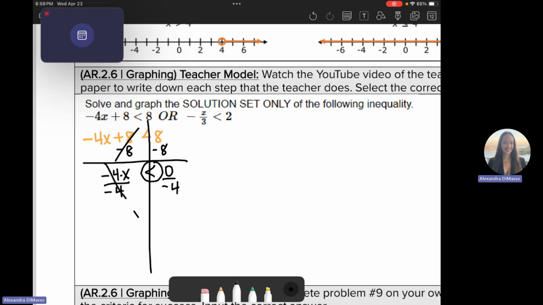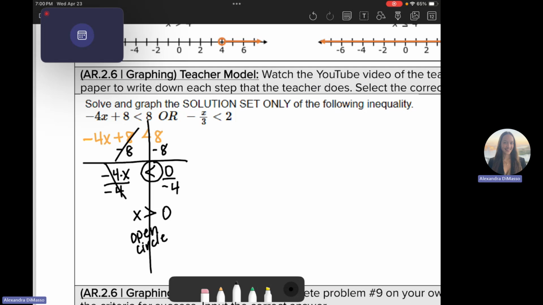It is now going to become a greater than symbol. 0 divided by negative 4 just gives me 0. So my first part of my graph is saying x is greater than 0. So any number bigger than 0 will work. Because there's no equal to sign, this is going to be an open circle when I go to graph it.